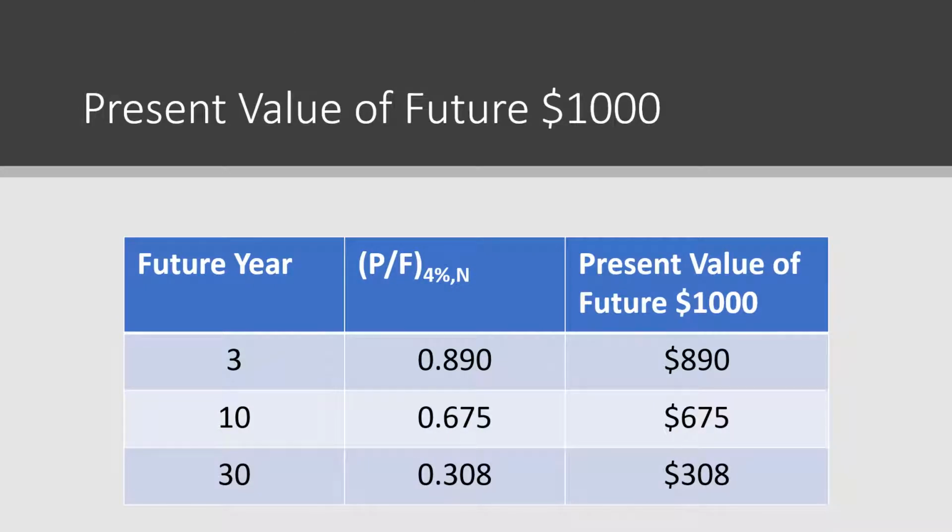We can also look at it further into the future. So we said in year 3, we have a P over F of 0.890. 10 years in the future, we're going to have 0.675. So you can see it's getting smaller. And 30 years in the future, it's 0.308. So a present value of $1,000 30 years in the future is only $308. So what you're really getting at is that we probably don't want to spend more than $308 for a future benefit that would amount to a value of $1,000 30 years hence. That's essentially the implications of what we're looking at.